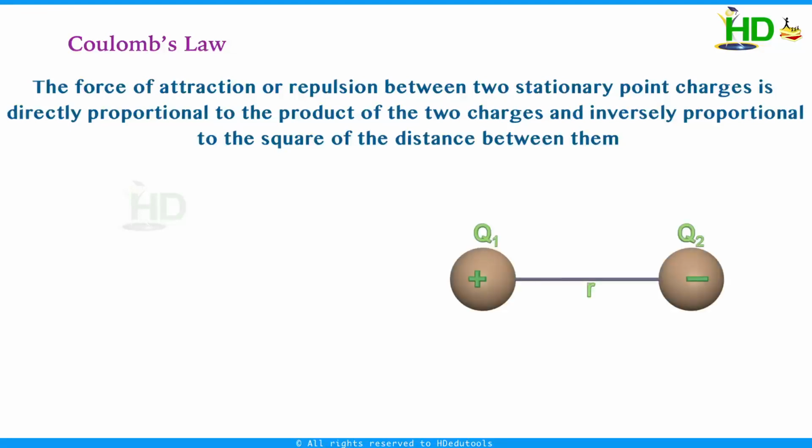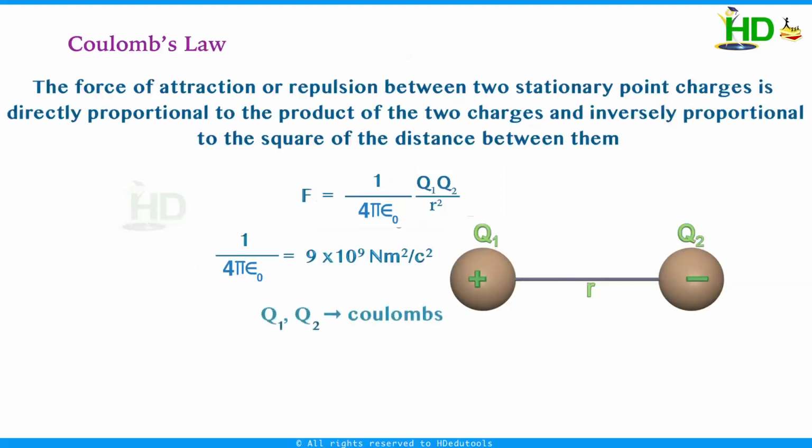To find the electrostatic force between two charges, we can use this formula: F equals 1 by 4 pi epsilon naught, Q1 Q2 by R square. While doing problems in the SI system, the value of 1 by 4 pi epsilon naught is 9 times 10 power 9 newton meter square per coulomb square. Q1 and Q2 are taken in coulomb, R is taken in meter.